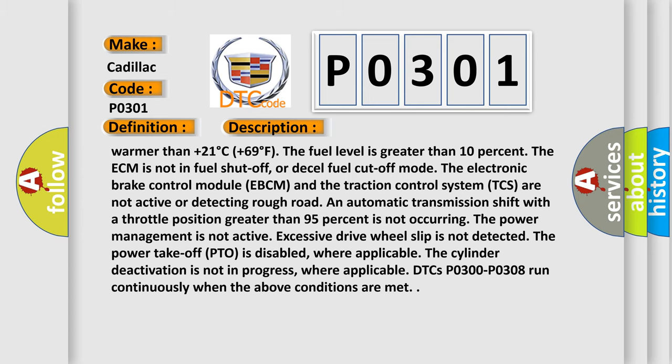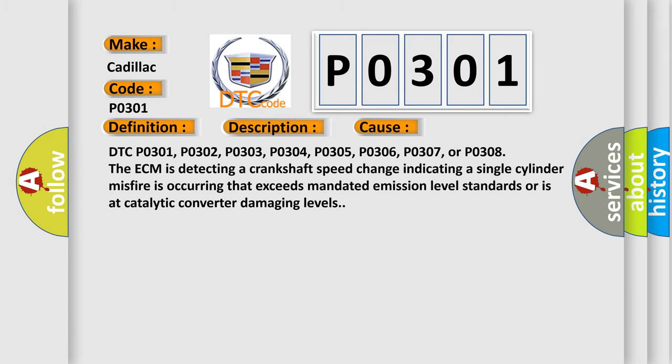This diagnostic error occurs most often in these cases: DTC P0301, P0302, P0303, P0304, P0305, P0306, P0307, or P0308. The ECM is detecting a crankshaft speed change indicating a single cylinder misfire is occurring that exceeds mandated emission level standards, or is at catalytic converter damaging levels.